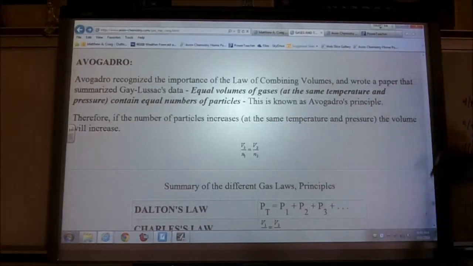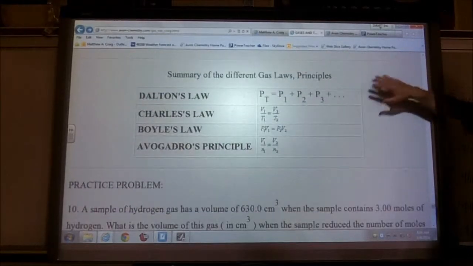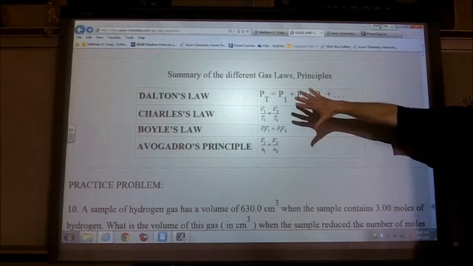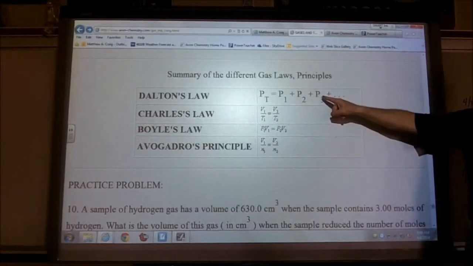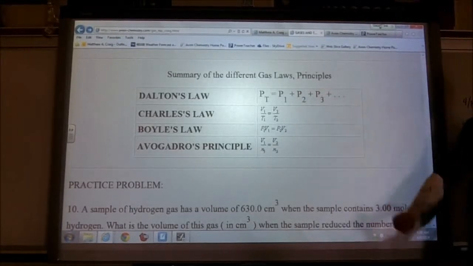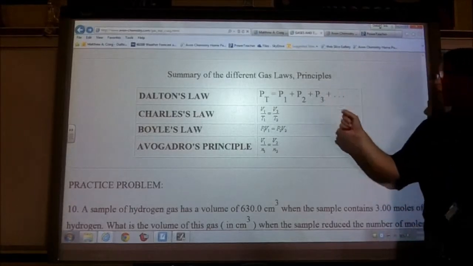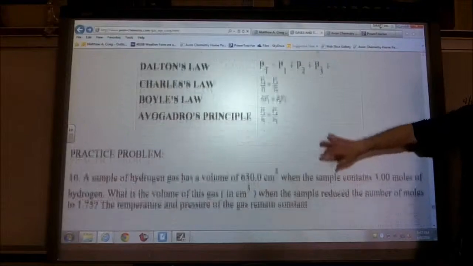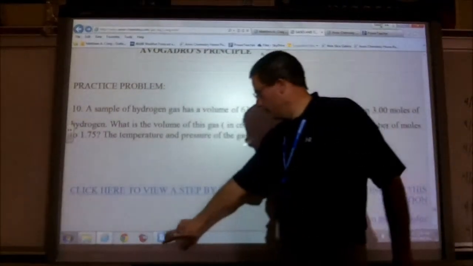Don't be excited. I know you can't see it from there. But here are the equations that we'll be using for, I think, a quiz sometime next week. So this is Dalton's law of partial pressures, which we talked about yesterday, or the last time that we met. And Charles' law, Boyle's law, and Avogadro's principle. So let's do this one practice problem. Let's do it.